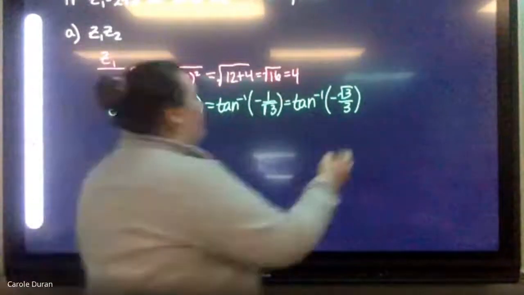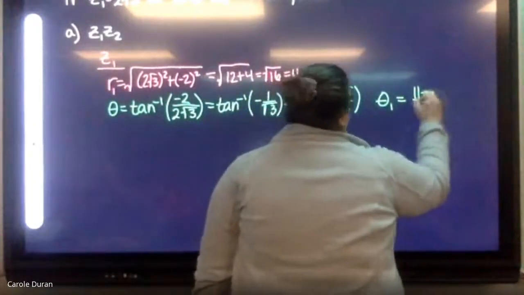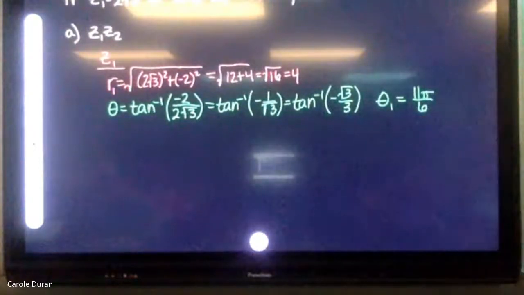So that's going to be my theta 1 here. Theta 1 is 11 pi over 6. R1 is 4. Now do all of this again for complex number 2. The good news is once we do this work here, we can use it for part B as well.